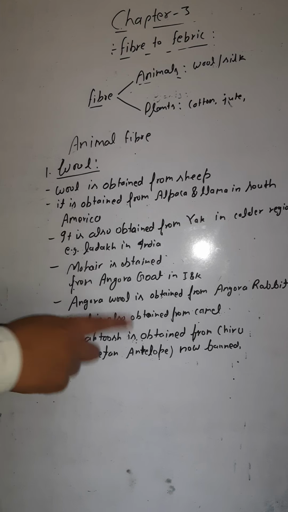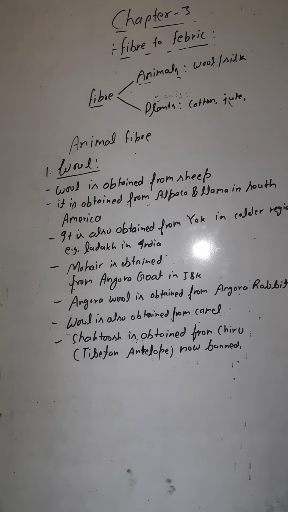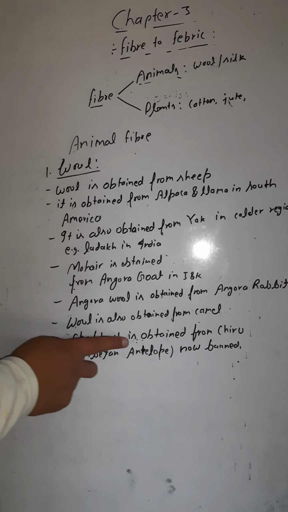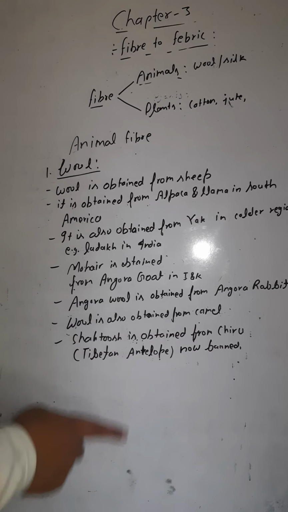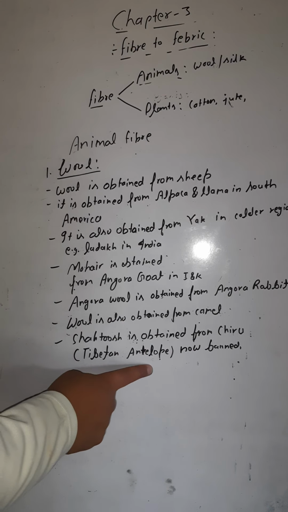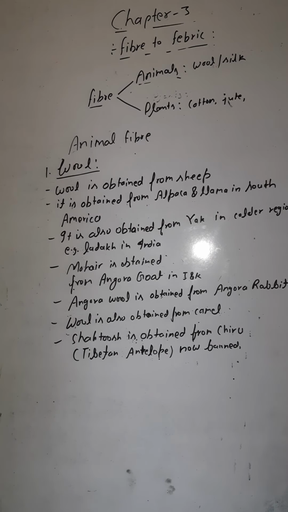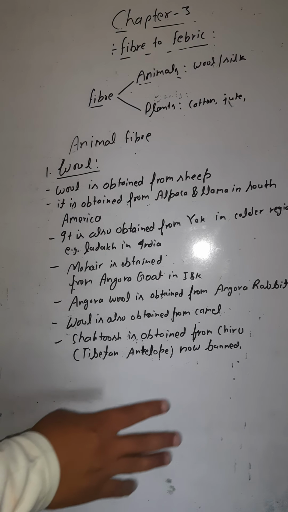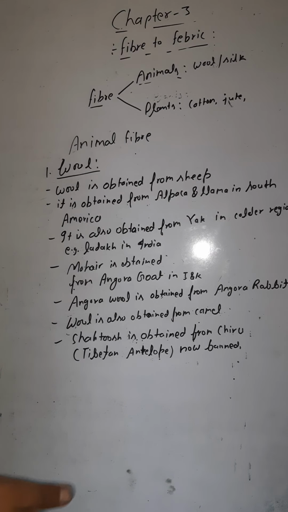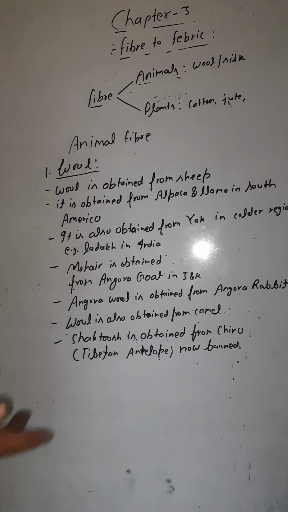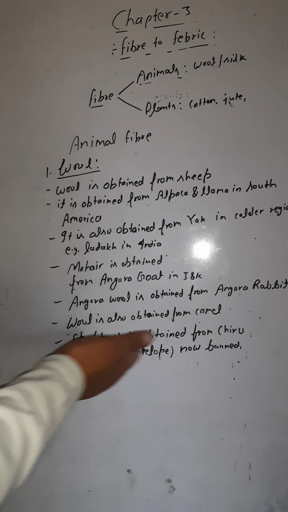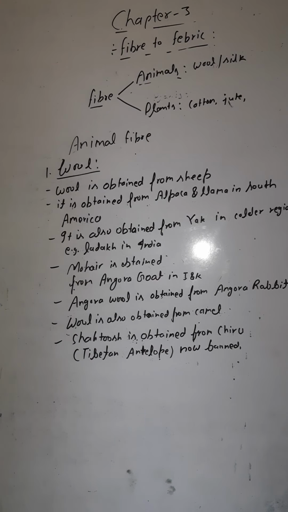Okay, wool is also obtained from camel. Next, shatush is obtained from the chiru animal, also called the Tibetan antelope, which is now banned. Why is it banned? Because in the mechanism for getting this shatush wool from the chiru, we have to kill this chiru. Which is very dangerous, so that is why this wool as well as the killing of this animal chiru has been banned in India.